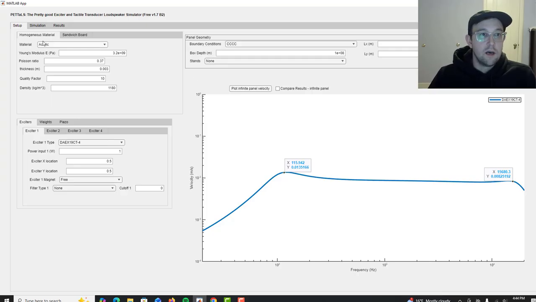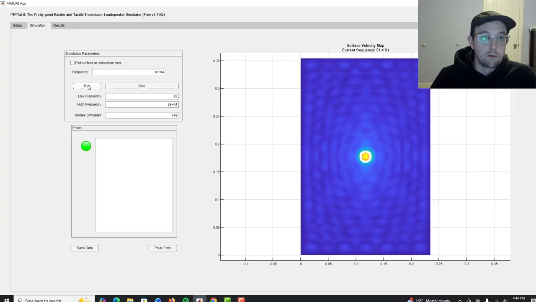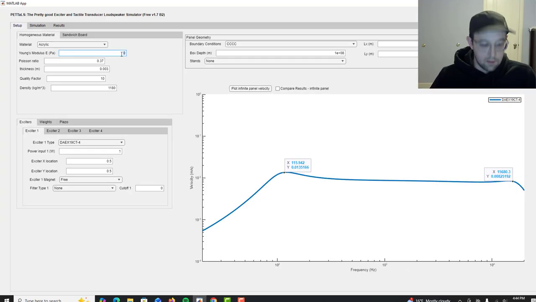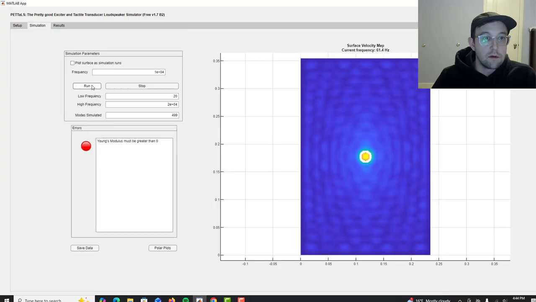Okay, what else? If you want to specify your own material parameters, you can, but there are material parameters that will give you an error, like a Young's modulus of 0 should give you an error. Yep, Young's modulus must be greater than 0. Okay, so let's put 3 times 10 to the 9th. Poisson's ratio of 0? I don't know. Nope, that's not an error.